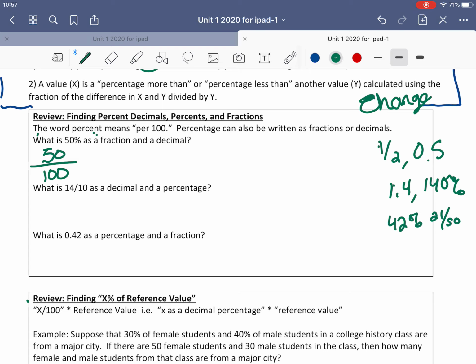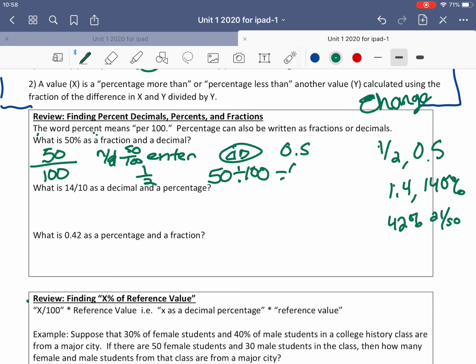Now I do want to simplify this. In your multi-view, you can do N over D and type the 50 in top, the 100 in bottom, and then press enter. And it will give you the simplified fraction 1/2. Now, how do I get that to a decimal? Well, if you've done it this way in your calculator, you can now just push the approximation button, and it will change it from a fraction to a decimal. Or you can actually do the division.